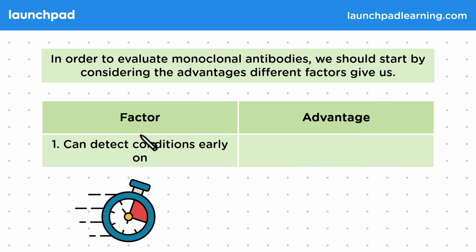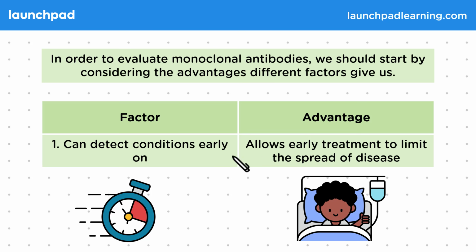So firstly, monoclonal antibodies can detect conditions early on. The advantage is that this allows early treatment to limit the spread of the disease. Early treatment will always be an advantage because it means that we can limit any damage that the disease causes.